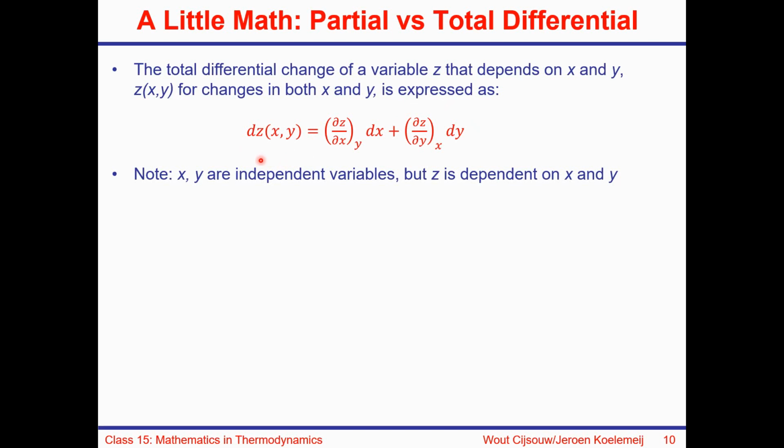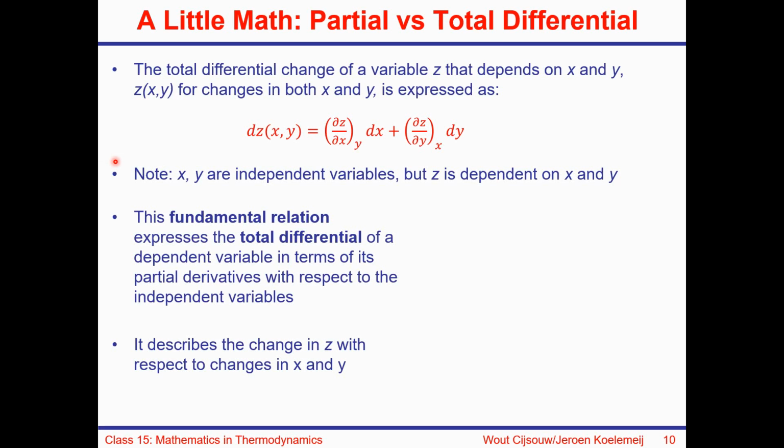I think I've said it before, but just once more, x and y are independent variables. Z obviously is a dependent variable because it depends explicitly on x and y. And this is quite a fundamental relation and generally applicable. And we will see more examples in the upcoming slides.